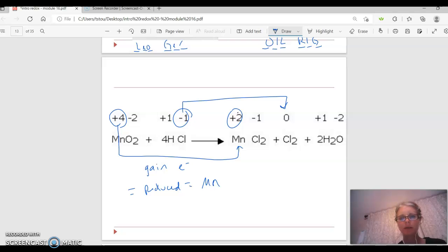On the other part right here, I've got a -1. I'm going to a 0. The only way that can happen is if you lose electrons. If you lose that 1 negative electron, you'll become a 0. Losing electrons means you're oxidized. So I would say that chlorine is the thing that's oxidized.